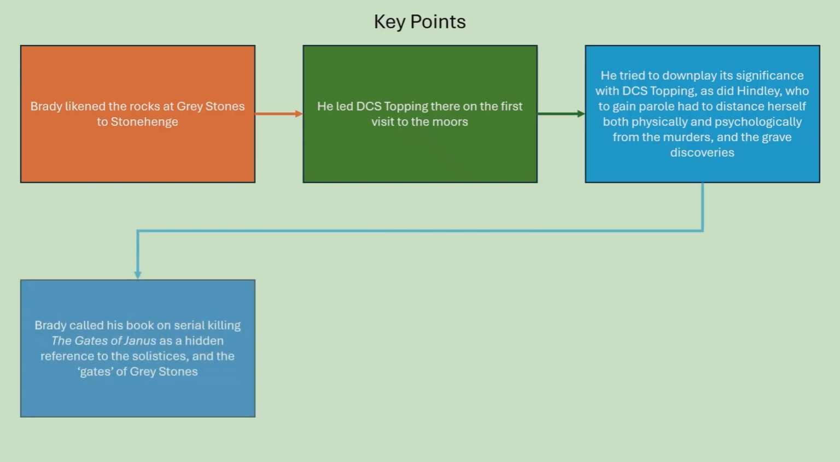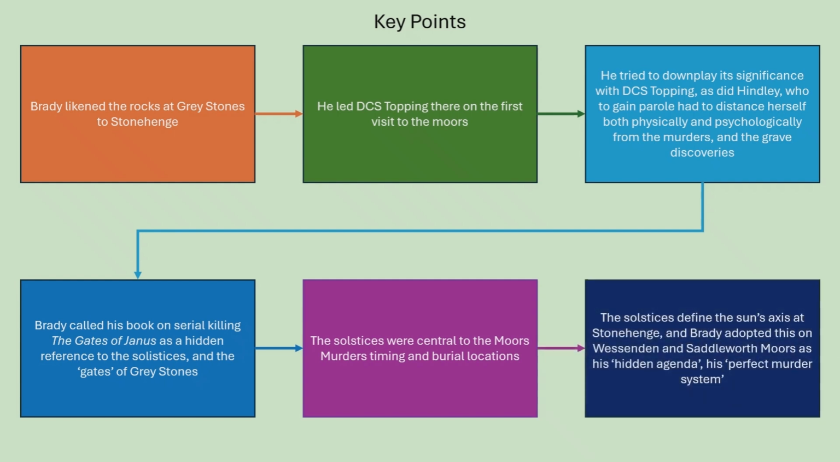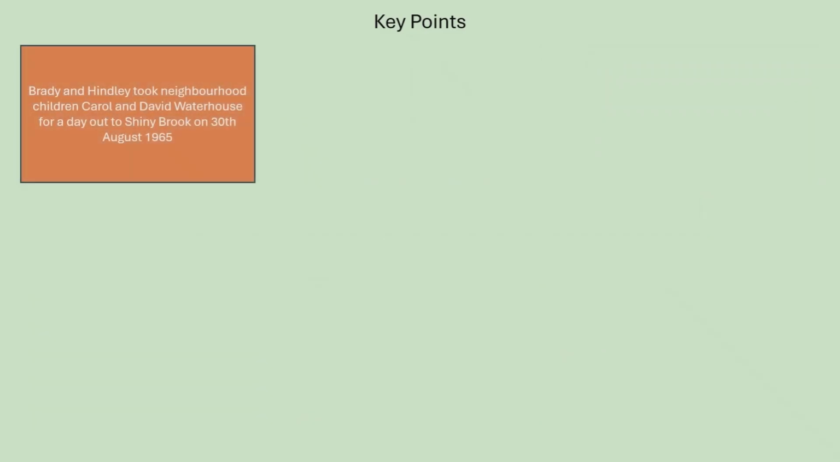Brady called his book on serial killing The Gates of Janus, as Janus was the Roman god of the solstices. Brady admitted to symbolic allusion in the title. I believe this was a hidden reference to the solstices and the gates of gravestones. The solstices were central to the Moors murders' timing and burial locations. They define the sun's axis at Stonehenge, and Brady adopted this on Wessendon and Saddleworth Moors as his hidden agenda, his perfect murder system.